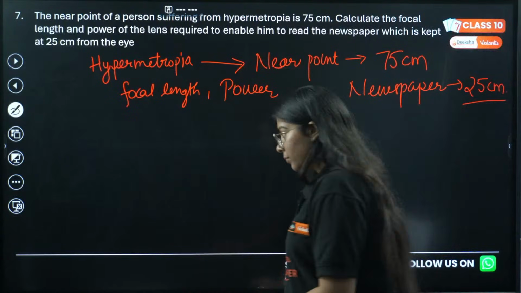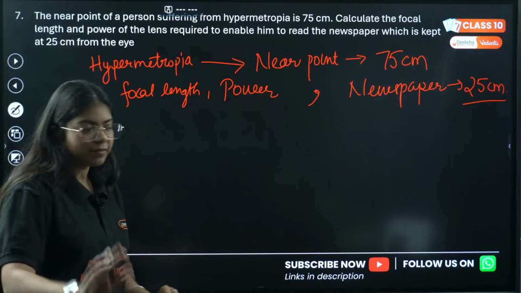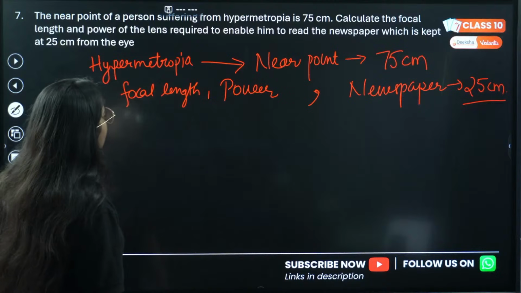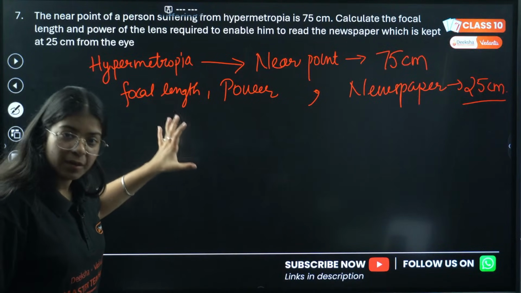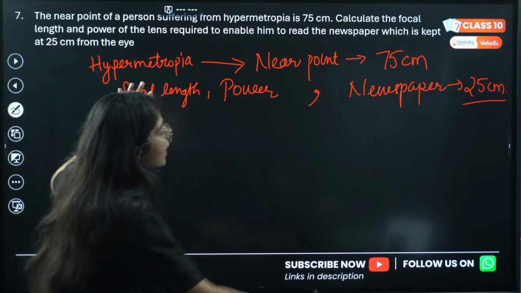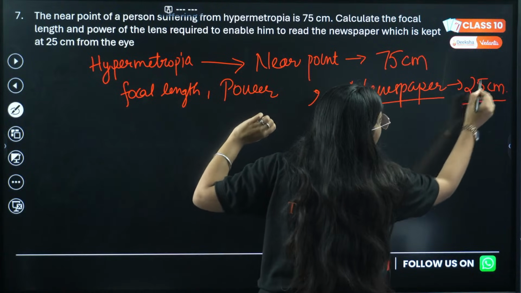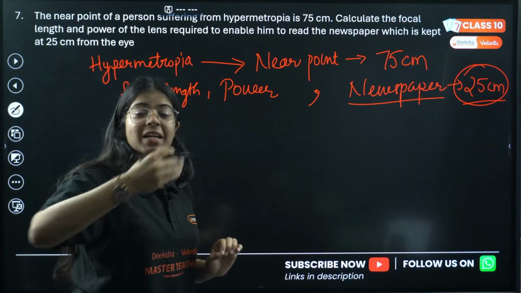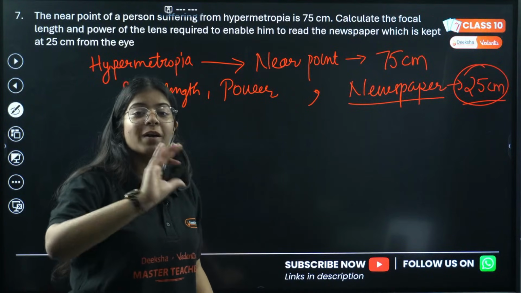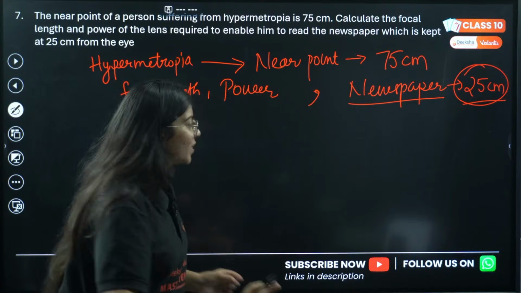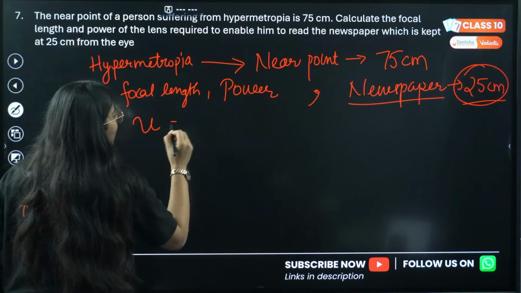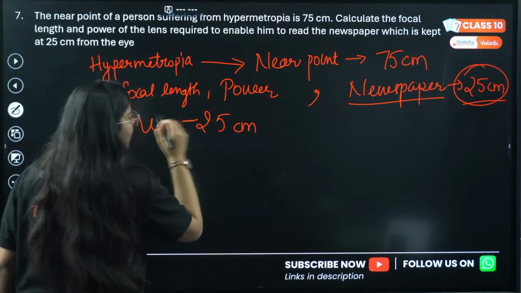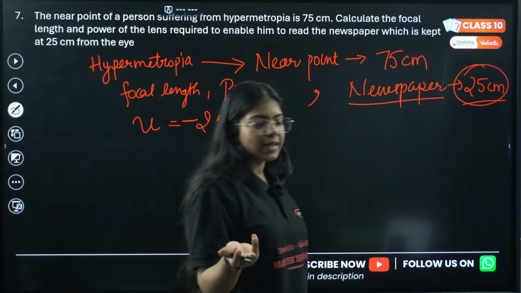See, okay. Let's do it very carefully. Stay with me. Now, there is a person who has hypermetropia. That means he cannot read the newspaper that is kept at 25 centimeter. The newspaper is kept at 25 centimeter, so my object is at 25 centimeter, correct? We know the object distance u is always taken as negative.